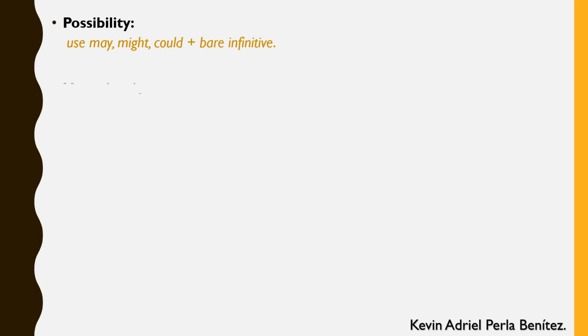The next one is the one that expresses uncertainty. Its structure will be with may not or might not plus verb infinitive. This one expresses an action that will possibly not happen in the future.